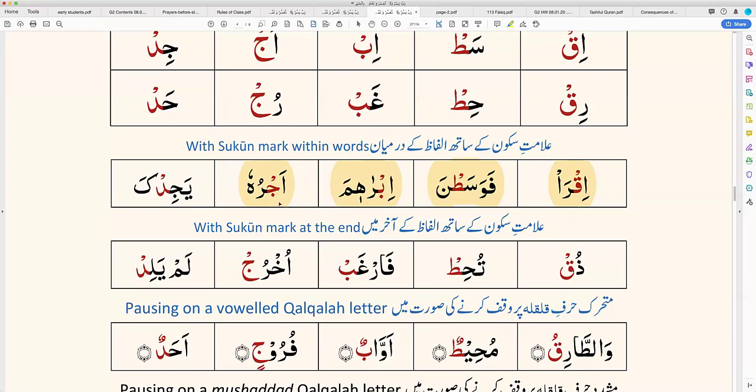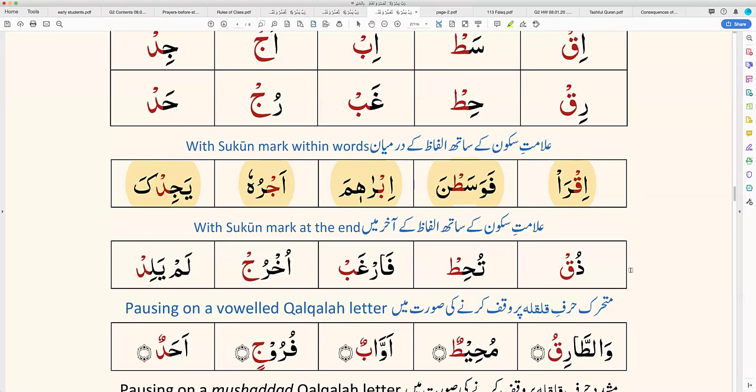Ajruhu. Ajruhu. Well done. Be careful not to make this jim sound as if it's got a fatha, okay? It mustn't sound like ajja, okay? Ajruhu. Well done, well done. Yajidka. Yajidka. Well done, well done. Mashallah, very nice reading. Jazakumullah for your help.